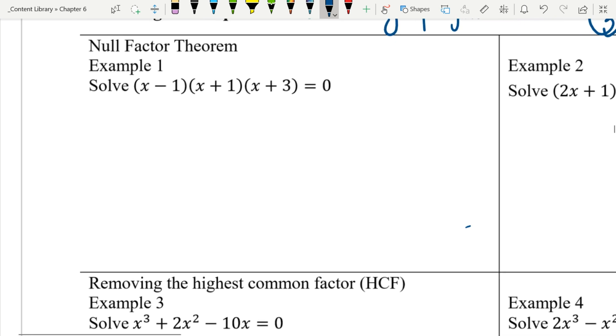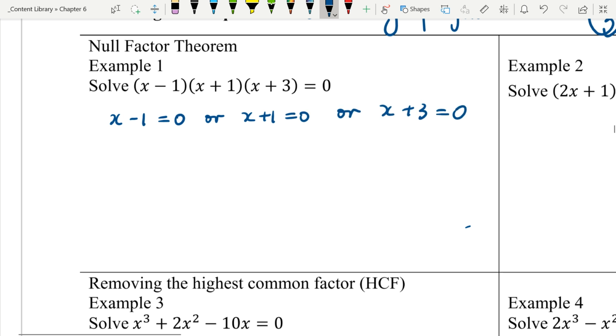So if we look at example 1, okay, everything is on one side, right-hand side equals to 0. We have three brackets and it's factorized. Okay, so linear times linear times linear equals to 0. It's factorized already. So all I need to say is x minus 1 equals to 0, or x plus 1 equals to 0, or x plus 3 equals to 0. So if any of these brackets is 0, we can make the whole equation equal to 0. So that's the null factor law.